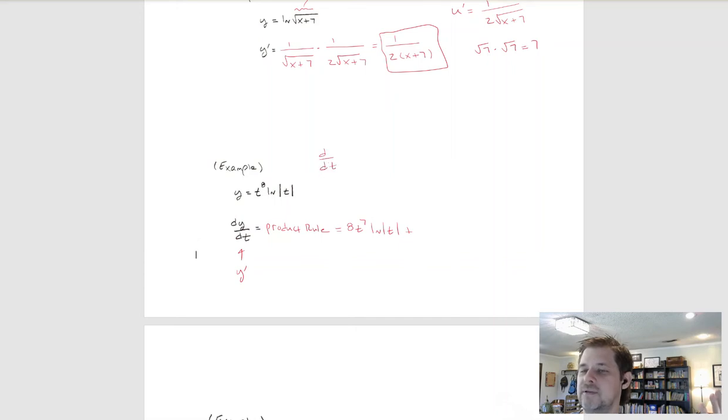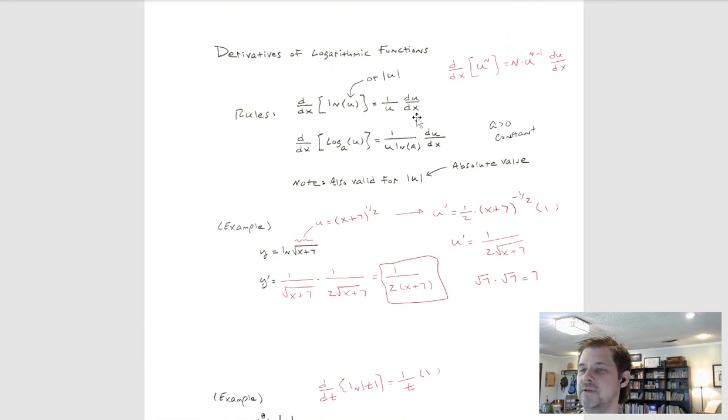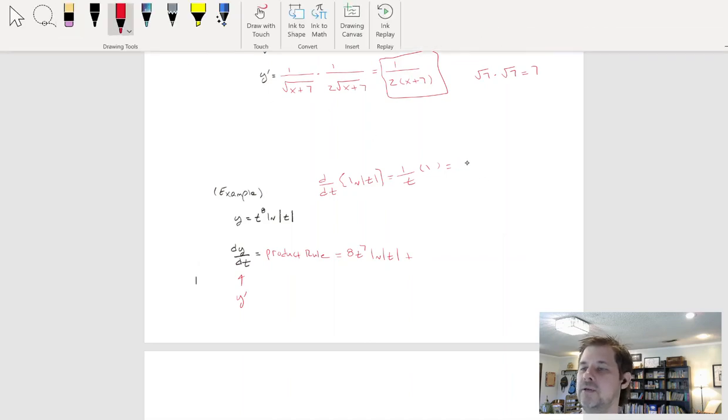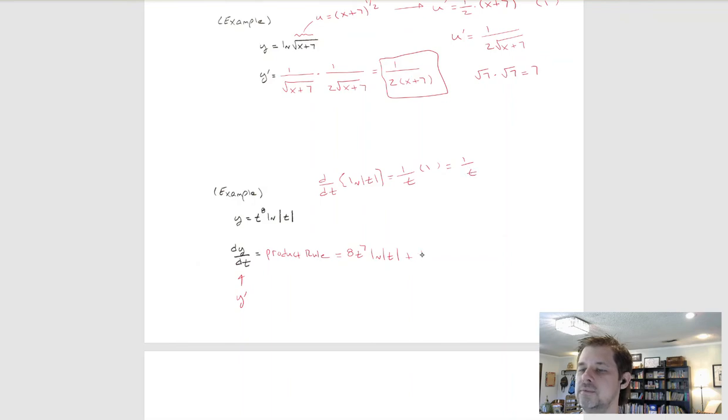Derivative with respect to t. T is the variable. Natural log absolute value of t is 1 over t times the derivative of t, right? 1 over u times the derivative of the u. Okay, what's the derivative of t? It's just 1. There's another rule that tells us that, all right? Okay, so we get, oh, sorry, whoops. We get 1 over t. So 1 over t right here is the derivative of natural log of t.